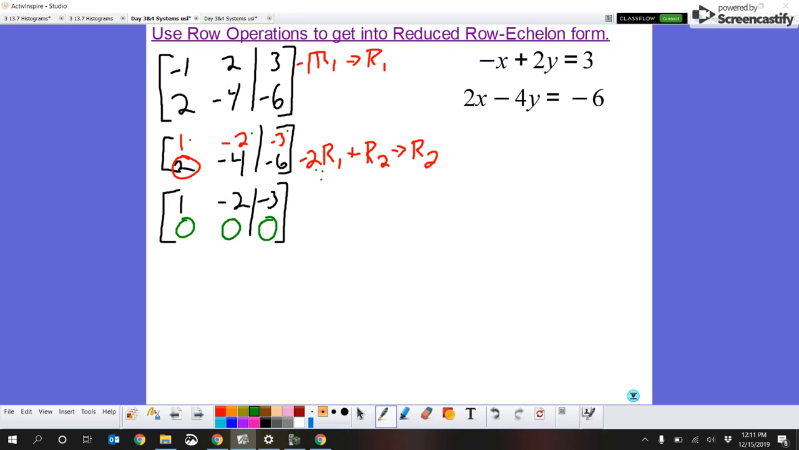And we can't do anything to turn that 0 into a 1. If I multiply it by stuff, because that's how I try to turn that into a 1, anything times 0 is just going to stay 0. Convert this back for a second. You end up with x minus 2y equals -3 and 0 equals 0.